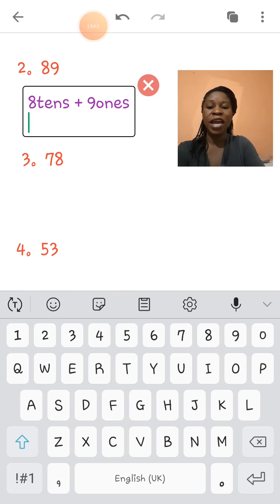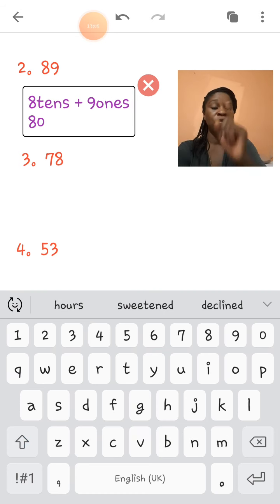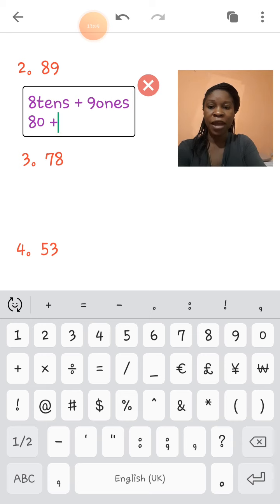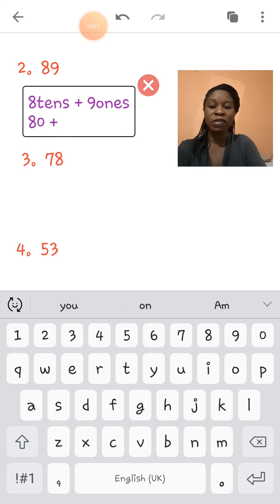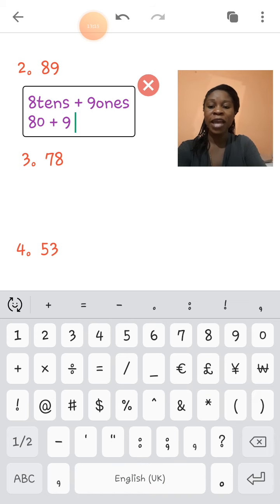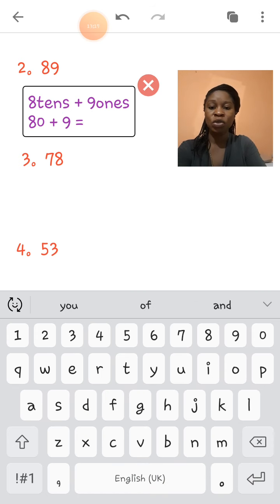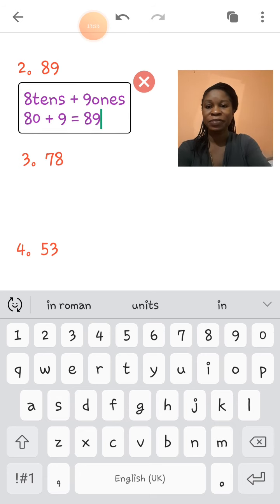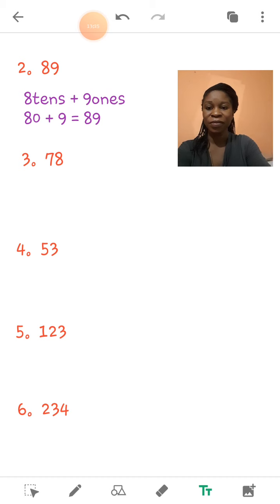Which will give us, 8 tens will give us 80, because tens has a 0, plus 9 ones will give us 9, and unit has no 0. So the answer is 80 plus 9 is equal to 89. We move to another question. Let's try number 3.